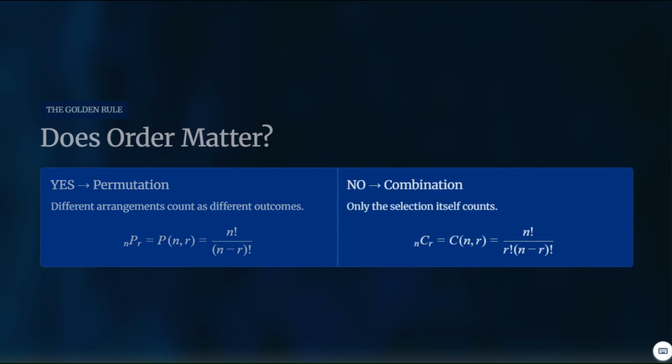If the answer is no, you'll use combination because only the selection itself counts, and the formula n combination r is equal to n factorial over r factorial times n minus r factorial. This single question, does order matter, is the key to choosing the right formula every time. So today we'll go through a series of challenges and we'll determine whether permutation or combination needs to be used.